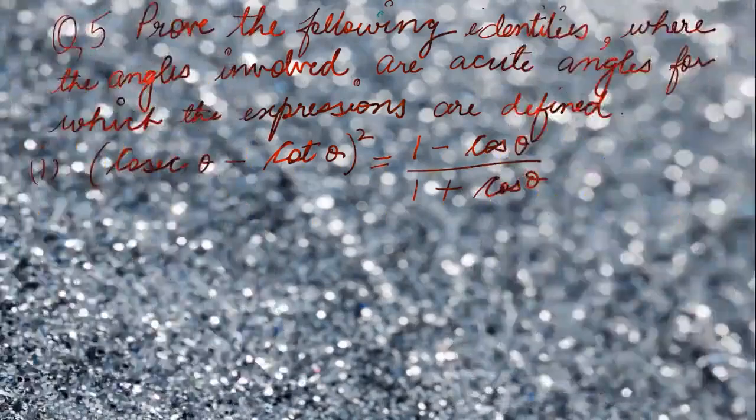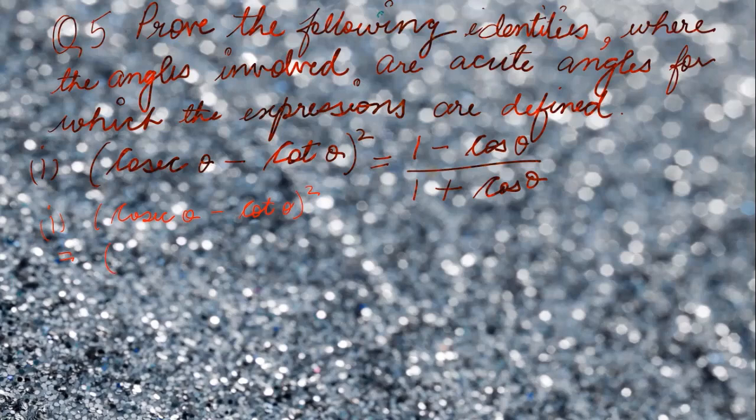So the fifth question is, prove the following identities where the angles involved are acute angles. You know the acute angles lie between 0 and 90 degrees, for which the expressions are defined. That is, the first part is (cosec theta minus cot theta) whole square. This we have to show equals (1 minus cos theta) upon (1 plus cos theta).